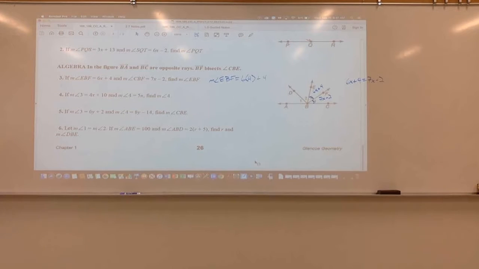Well, for this example, we don't have whole angles equal. All we have are those fractions. So we could, right. Yeah, go ahead. That's okay.